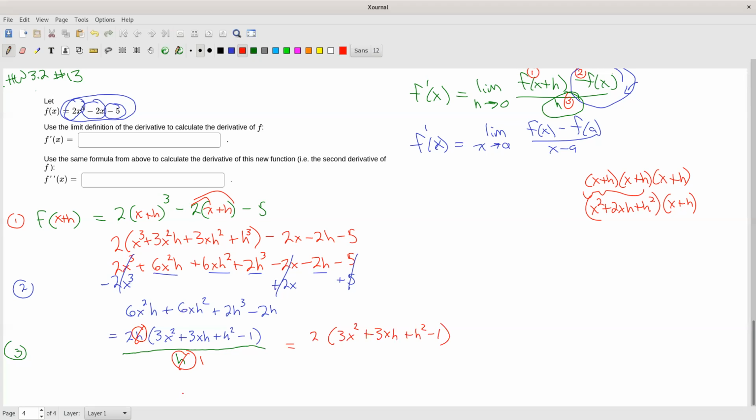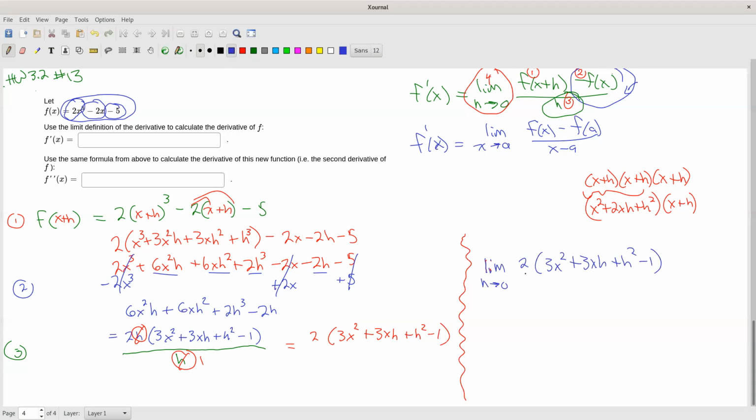Step 4 is to actually take the limit as h goes to 0 now. So let's put a little line in the way there, or squiggle. I now want to do the limit. Let's switch to a different color. Let's use blue. The limit as h goes to 0 of 2 times 3x squared plus 3xh plus h squared minus 1.